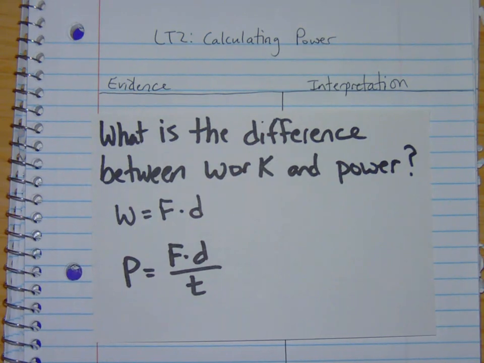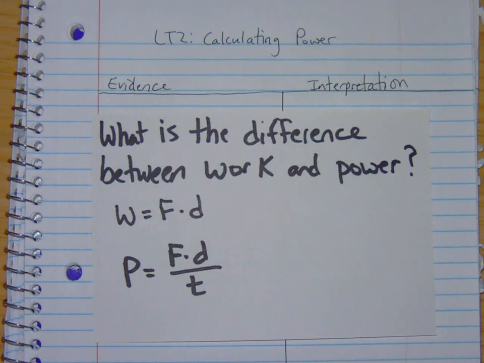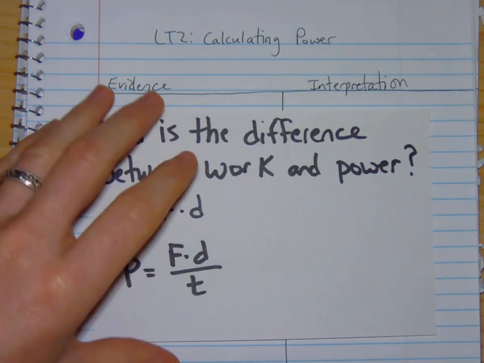Just looking at the formulas should tell us the difference between work and power. There's only one difference there. They both take into account a force. They both take into account the distance. But power cares about how fast, how fast you can do work. And that's really the only difference.